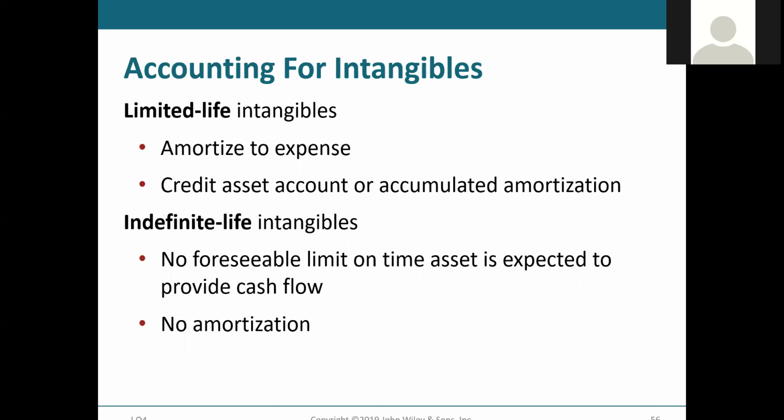Accounting for intangibles. They have a limited life, and you have to amortize them to expense. You credit the asset or accumulated amortization. And then you have indefinite life intangibles. Those you don't touch at all. Goodwill is a good example of that.